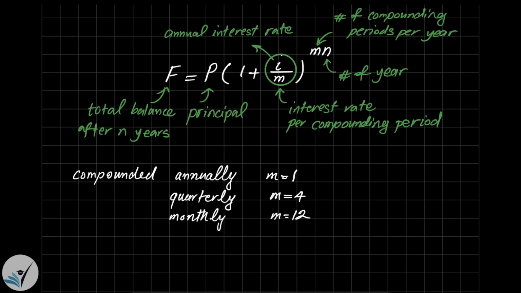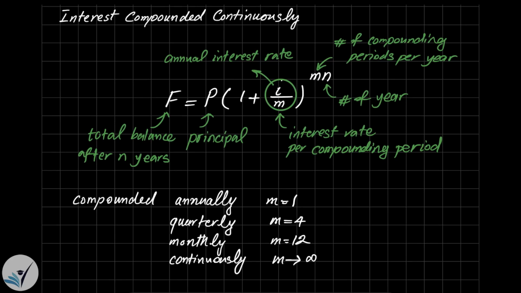Now in this video, we wanted to see what would be the balance of the account if the compounding period is continuous. If interest is compounded continuously, M approaches infinity, and we wanted to see how much would be the balance of the account in this case. Let's use the equation above to calculate the total balance in the account after N years in case of the interest that is compounded continuously.